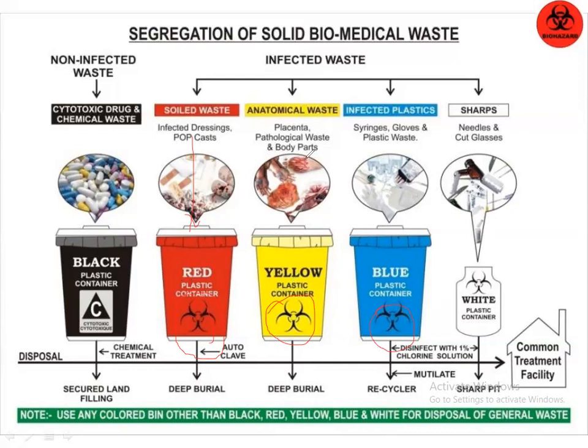Yellow color, which is anatomical waste, placenta, pathological waste, body parts. See this. In yellow color container, this type of waste is collected. Then syringes, infected plastics, gloves, plastic waste, these are collected in blue color container. Sharps, needles and glasses.